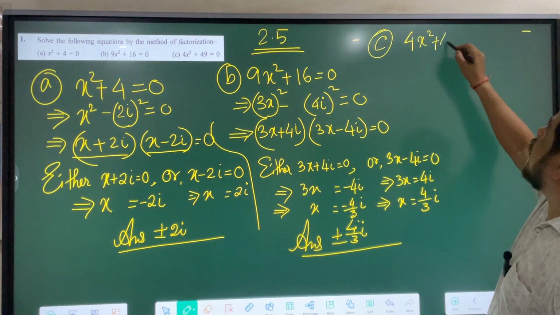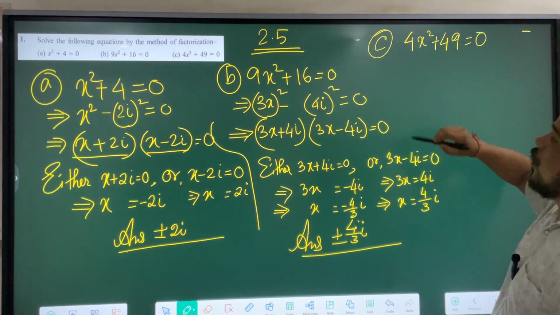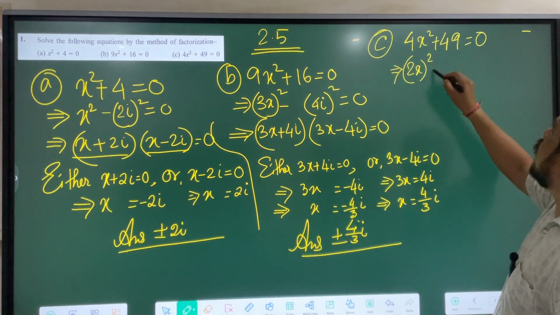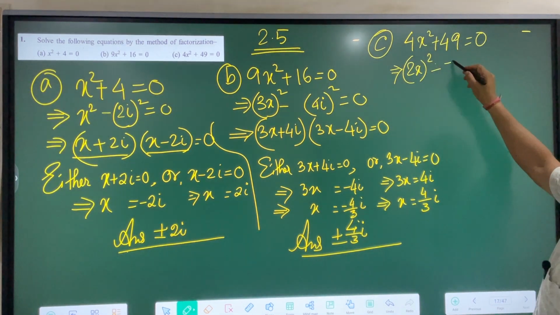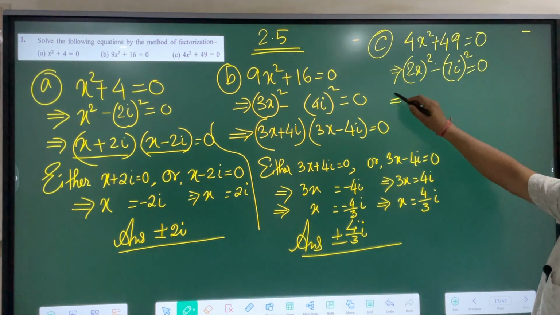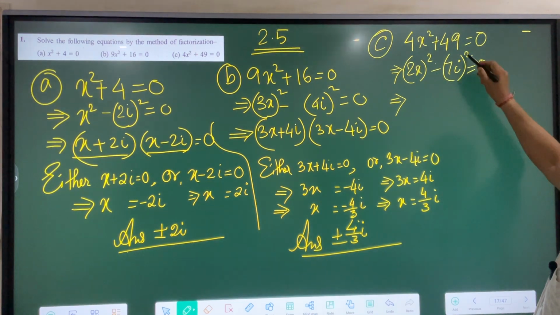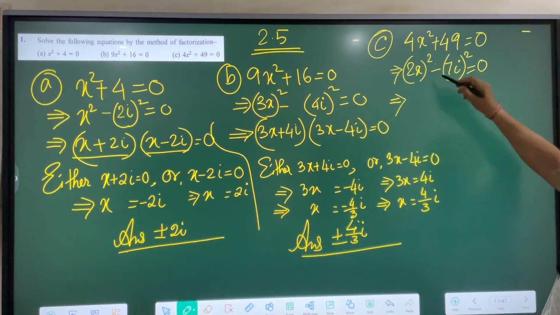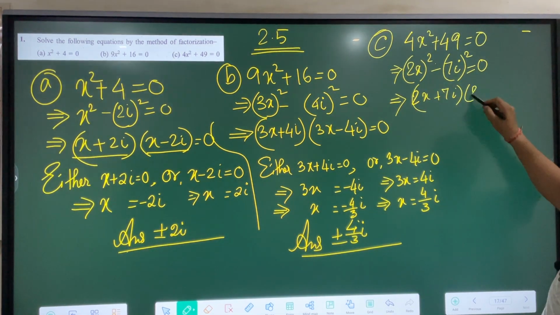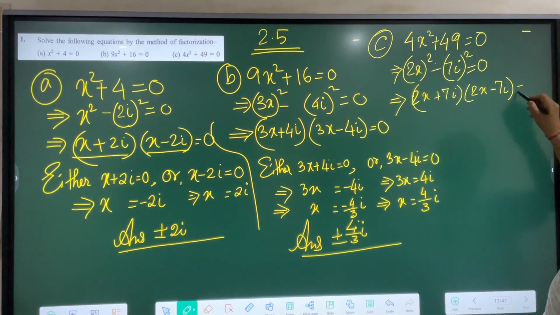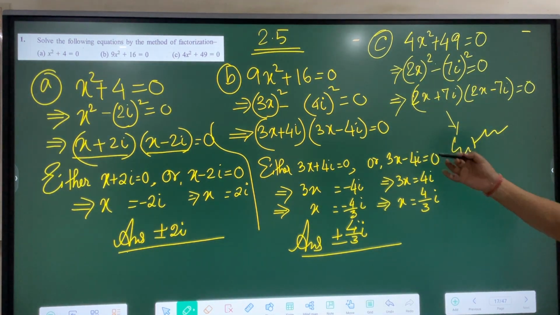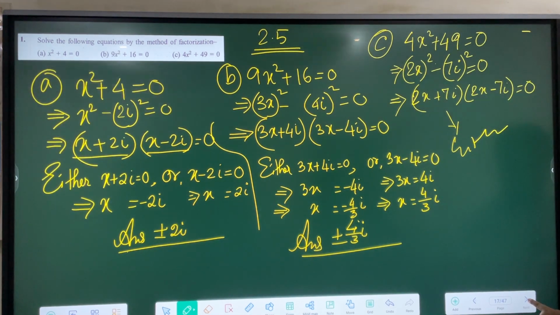4x square plus 49 equals 0. So now we can write (2x) whole square minus (7i) whole square equals 0. Minus i square is minus 1, 7 square is 49, so minus and minus make plus. So (2x plus 7i) into (2x minus 7i) equals 0. After that, you can do the rest yourself. The process is exactly the same.